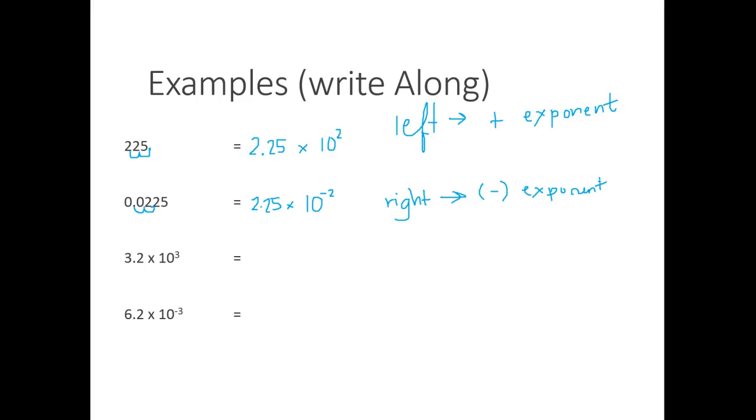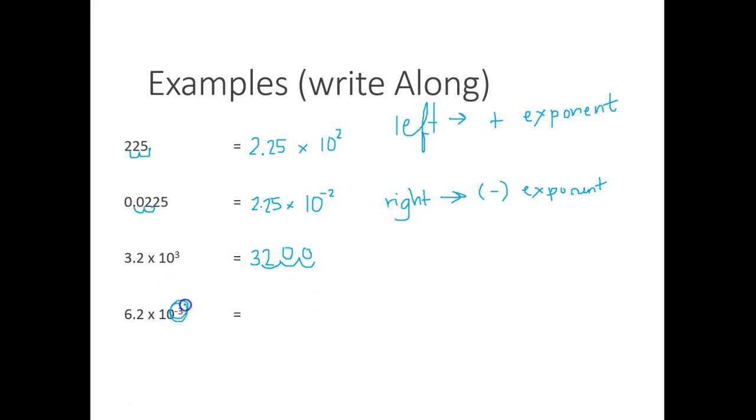Okay? Now let's go ahead and expand. So what I'm going to do is I'm going to write 3, 2. And then I'm moving this 1, 2, add a 0, and 3. And that's going to give me the number expanded. Okay?